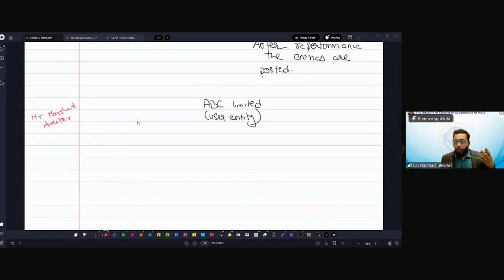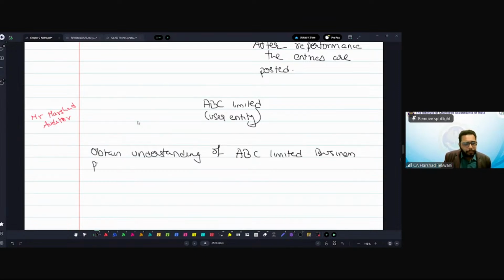Now, when I am as an auditor understanding the user entity, controls, business process, and all those things as per SA 315, what I'll do is obtain an understanding of the user entity, of ABC Limited's business process and controls, as per SA 315.